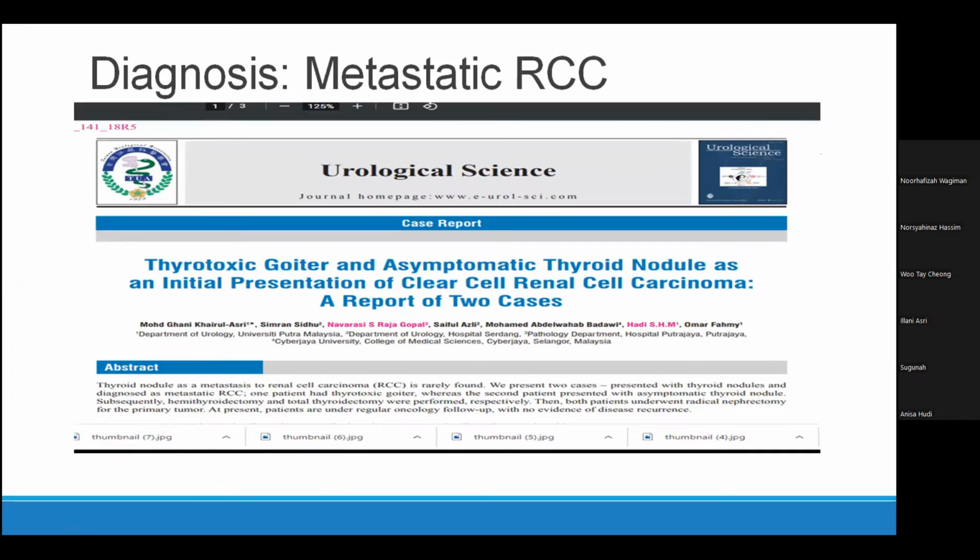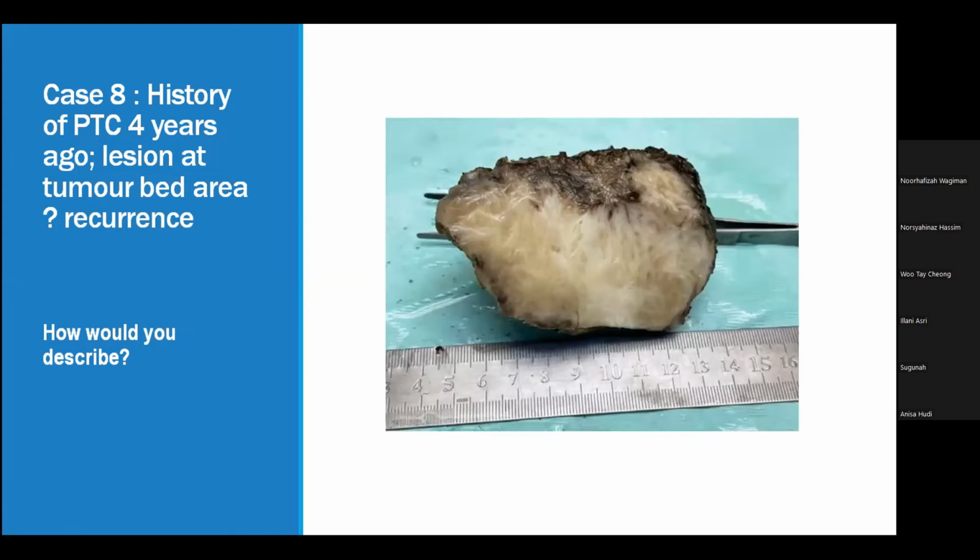Both of these cases were reported with our neurosurgeons from Serdang. This is an asymptomatic thyroid nodule as an initial presentation of clear cell RCC. Okay, so these are those clear cells. Yeah, and then this subsequent case, this is case A. This is also our patient. History of PTC 4 years ago, no doubt, just PTC. They did a total thyroidectomy, and then suddenly the patient had tumor bed recurrence. How would you describe this? Okay, they labelled this as tumor.